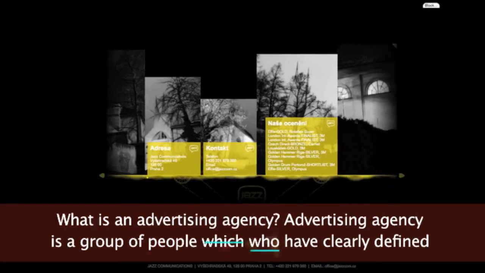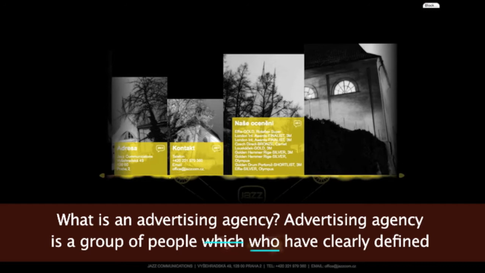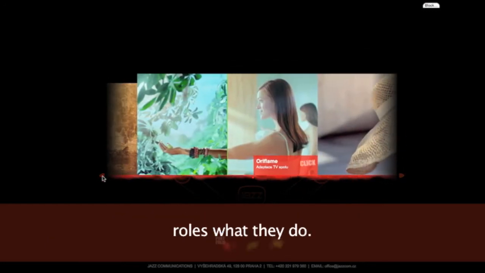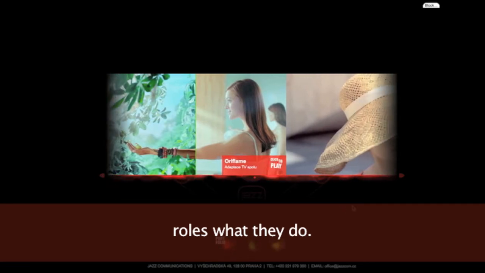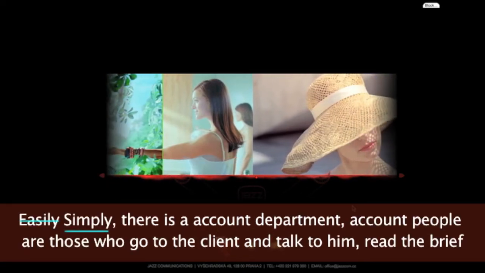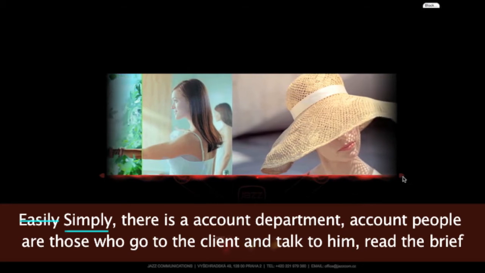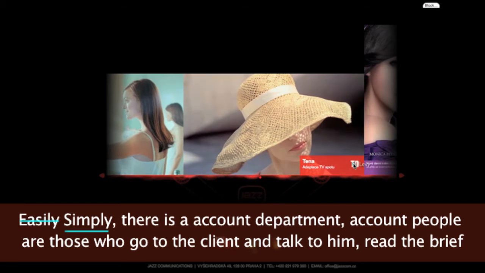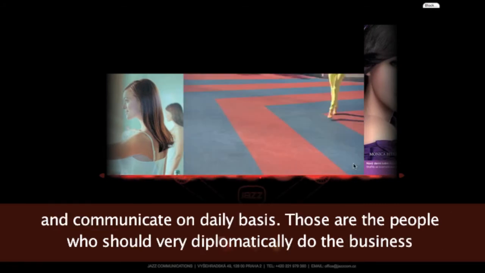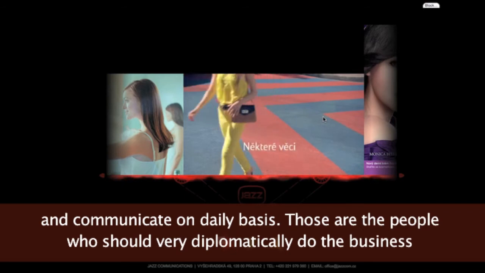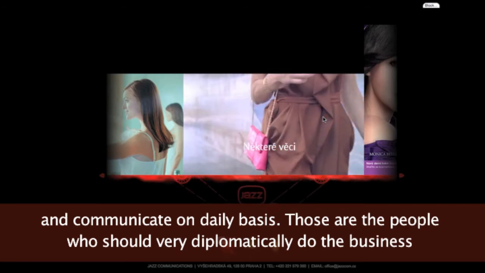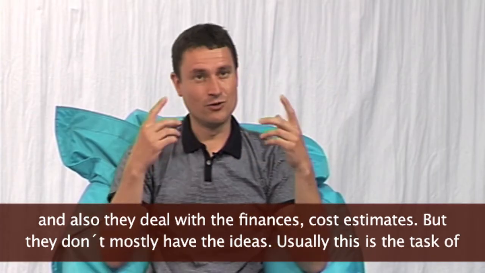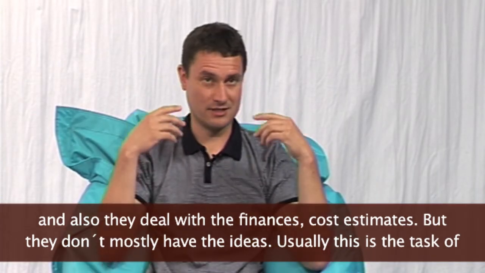What is an advertising agency? An advertising agency is a group of people who have clearly defined roles. What do they do? Easily, there is an account department. Account people are those who go to the client, talk to him, read the brief, and communicate on a daily basis. Those are the people who should very diplomatically do the business, and they also deal with the finances and cost estimates. But mostly they don't have the ideas.